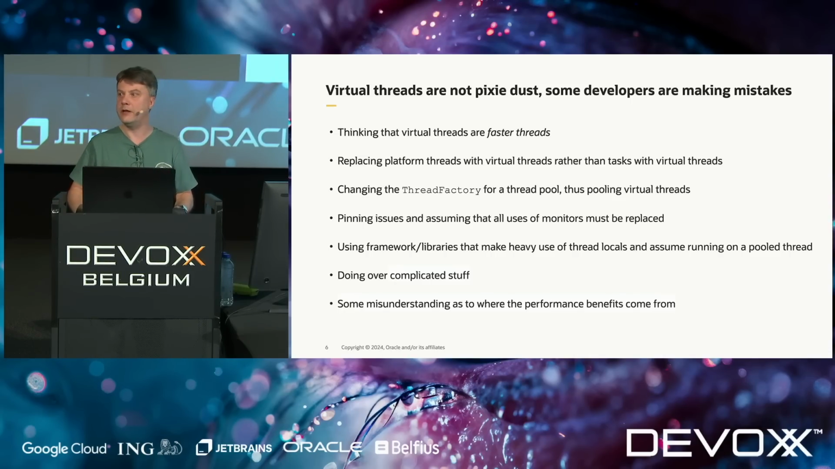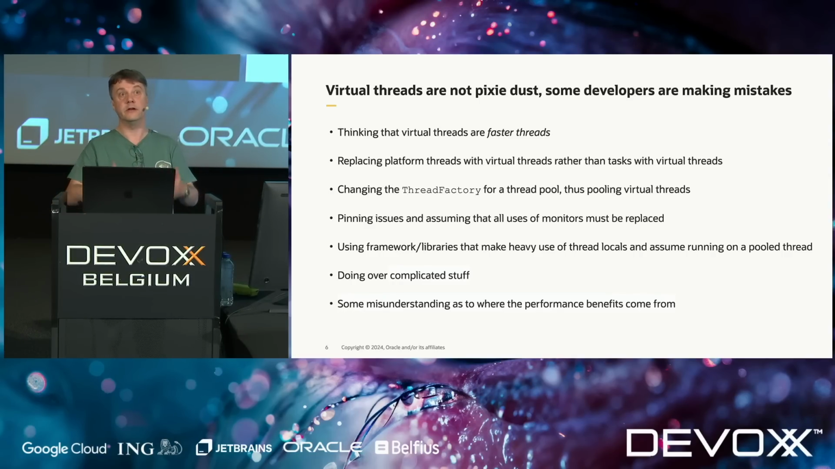We see people replacing their thread factory. Oh, my whole server is configured with a thread factory that creates my threads, and they're changing that just to create virtual threads, and they end up creating a thread pool with virtual threads. And virtual threads were never intended to be pooled. They're not for pooling. They're very, very cheap. You create one for a task, it executes the task, and it's done. The thread terminates.